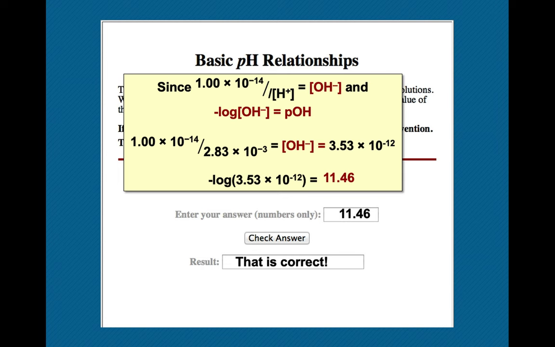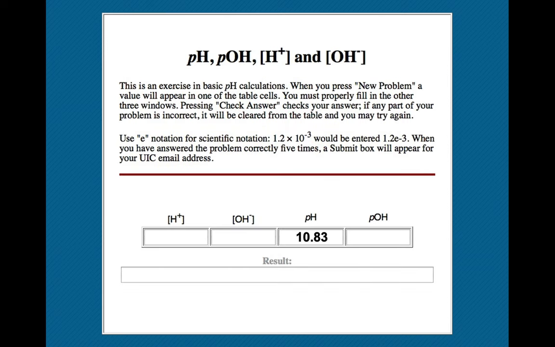So that was tutorial number two. Tutorial number three is even more fun. Here you have a table with four things in it, and randomly one will fill. What you do is simply type in the rest. You have to use E notation, but we've done that. We know how to do it. Here's our pH.